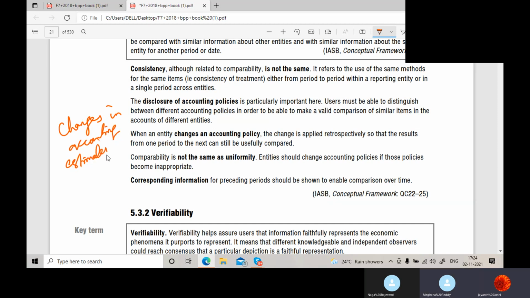Hello? What should you do for changes in accounting estimates? Can you tell me? Come on, please try to participate. So there is some retrospective effect. Sorry.